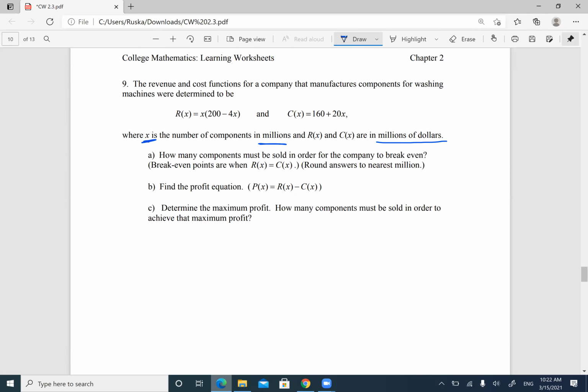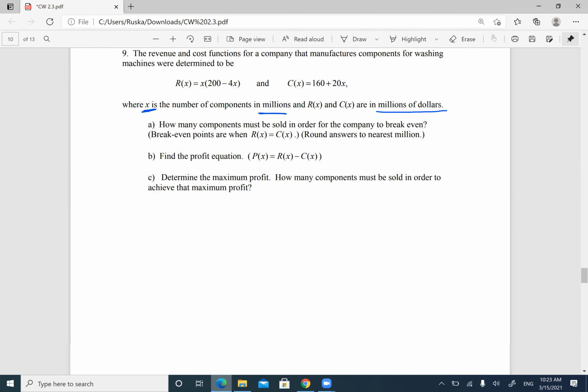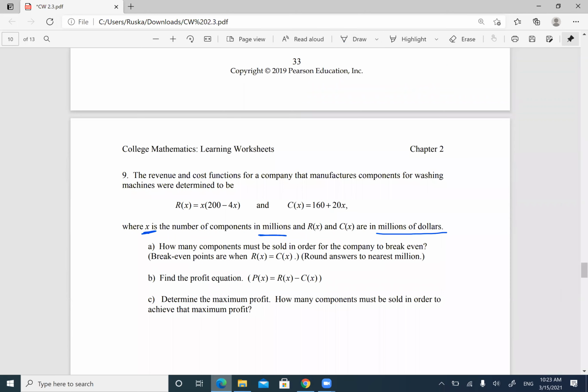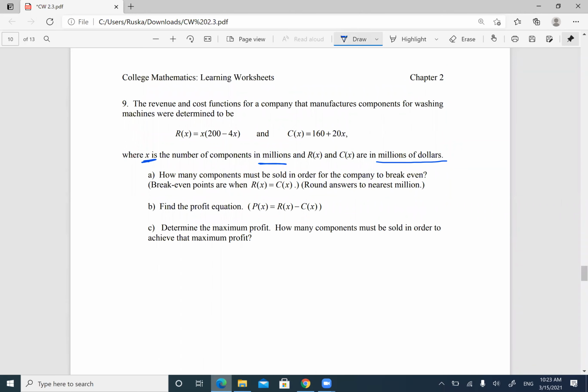And the first one is how many components must be sold in order for the company to break even. Break even is when the revenue equals the cost. Okay. So here I'm just going to move this, it's a PDF. Okay. So I'm just going to do ABC down here. So I'm going to write it here first. So finding the break even is when the revenue equals cost or when the profit equals 0, doesn't matter.